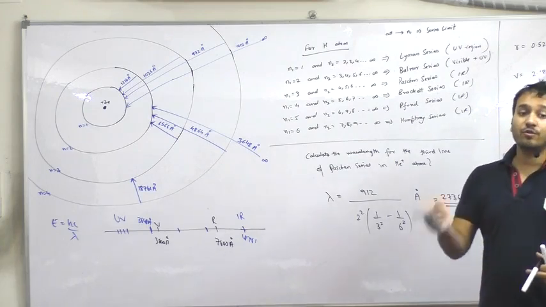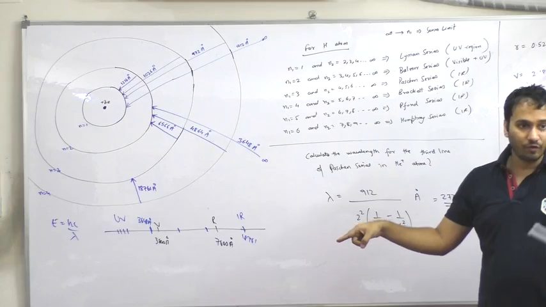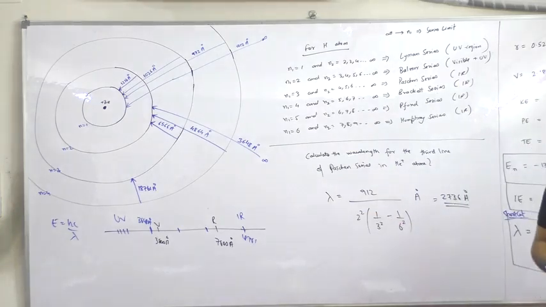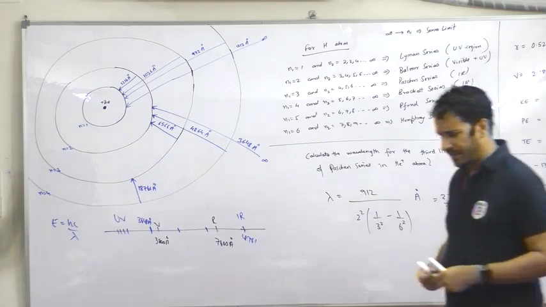What will be the minimum wavelength for Balmer series? Minimum wavelength will correspond to the largest transition, from infinity to 2, because it's Balmer. And what will be the maximum wavelength for Balmer? In helium plus, from 3 to 2. Yes or no? Minimum wavelength will be from infinity to 2 and maximum wavelength will be from 3 to 2. Yes? Straightforward? Right. Take it.